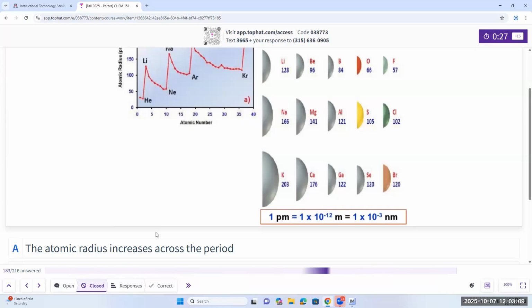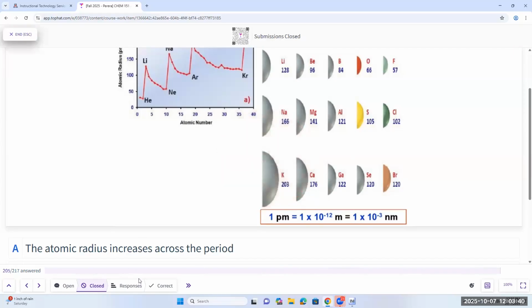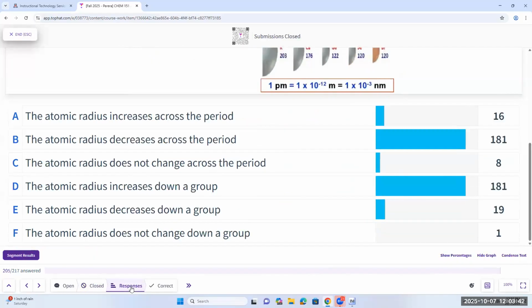Now we have almost 90%. All right, I'll give you 10 more seconds. Please submit your answers. I think we have more than 90% responses now. The question will be closed in 5 seconds, so please submit your answers. One second. Okay.